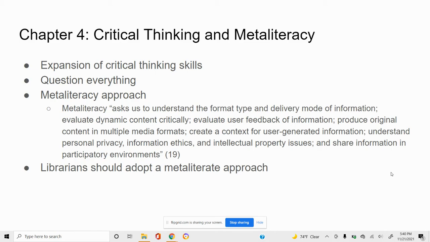Defined by Cook, meta-literacy asks us to understand the format, type, and delivery mode of information, evaluate dynamic content critically, evaluate user feedback of information, produce original content in multiple media formats, create a context for user-generated information, understand personal privacy, information ethics, and intellectual property issues, and share information in participatory environments. Therefore, she argues that because meta-literacy emphasizes the consumer while also paying attention to context, librarians should adopt this framework for knowledge acquisition and impart it to their patrons.